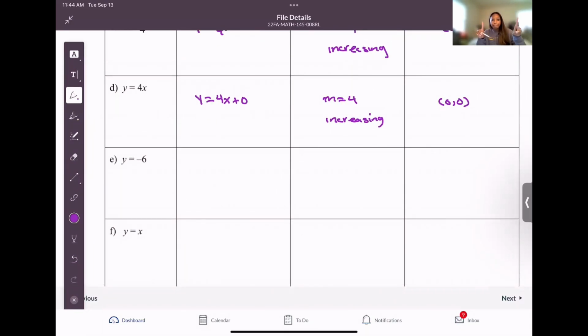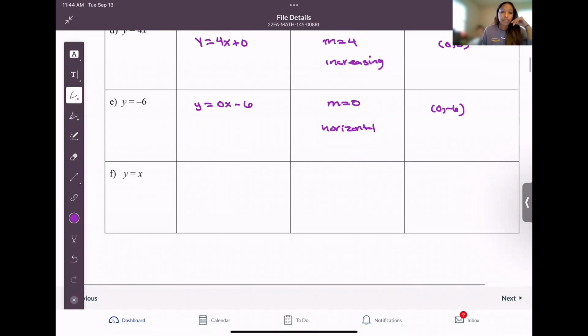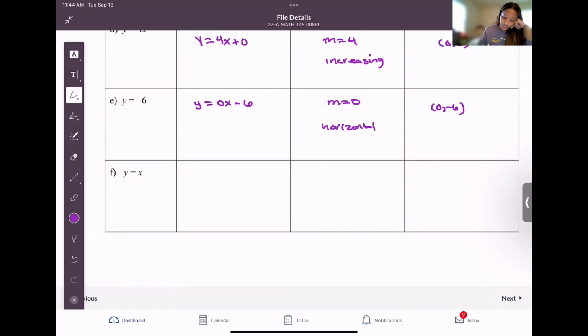All right. Part E is interesting. y equals -6. There is no slope, or the slope is 0 in this case. So this is the same as y equals 0x minus 6. m is equal to 0. So it's not increasing or decreasing. We have a horizontal line. And our y-intercept is 0, -6. And last one, this is the identity function, y equals x. So that's the same as y equals 1x plus 0. The slope is 1. It's increasing. And 0, 0 is the y-intercept again.